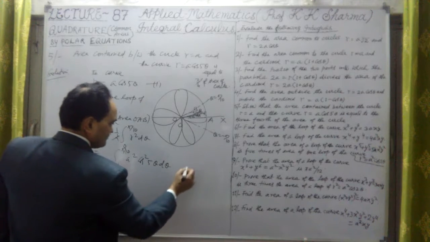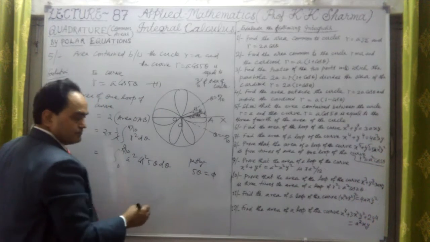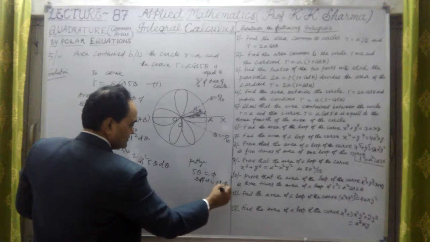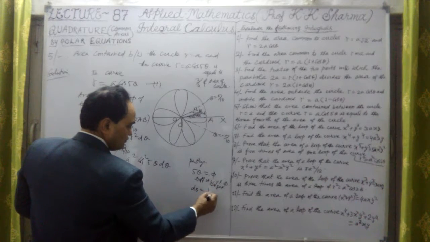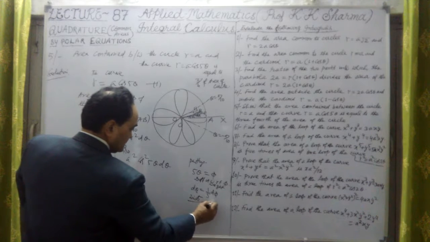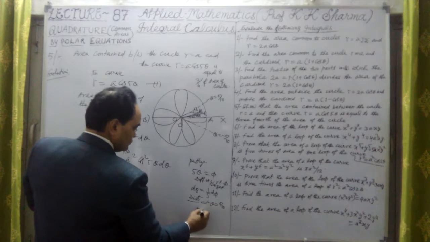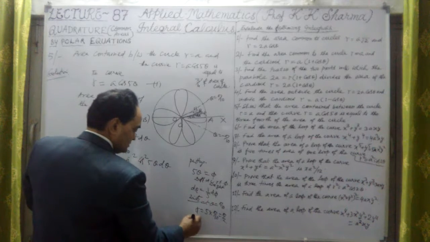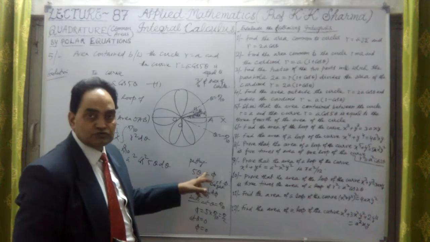Putting 5 theta equal to phi, differentiating with respect to phi, we get d theta equal to 1/5 d phi. And the limits: at theta equal to pi by 10, phi is 5 into pi by 10, which is pi by 2, and at theta equal to 0, phi is also 0, because 5 into 0 is 0.